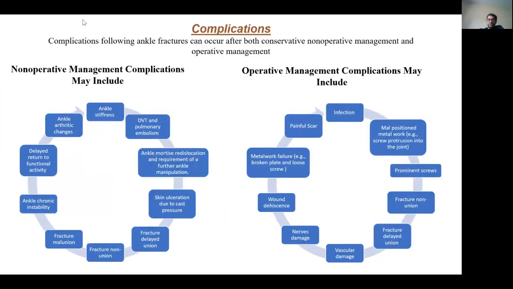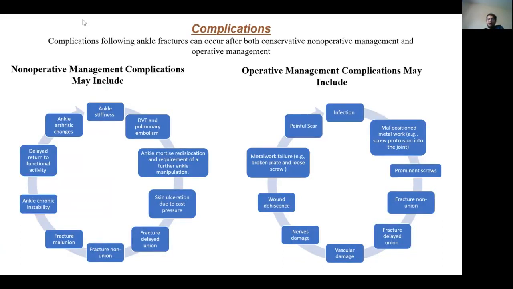Complications following ankle fractures can occur after both conservative and operative measures. Complications of non-operative measures include ankle stiffness, ankle arthritic changes, delayed return to functional activity, ankle chronic instability, fracture malunion, non-union and delayed union, skin ulceration due to cast pressure, especially in diabetic patients, ankle mortise re-dislocation and requirement for further ankle manipulation, DVT and pulmonary embolism.